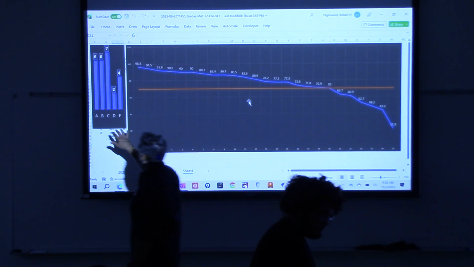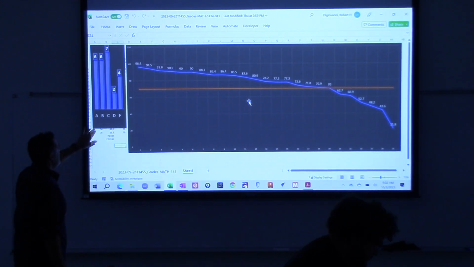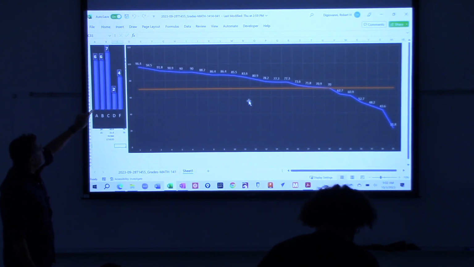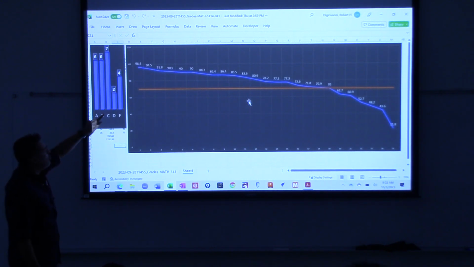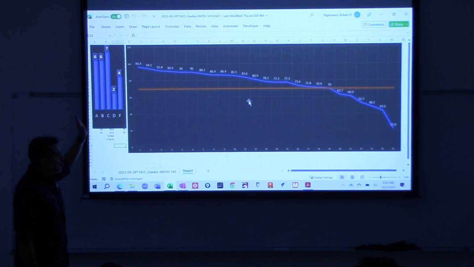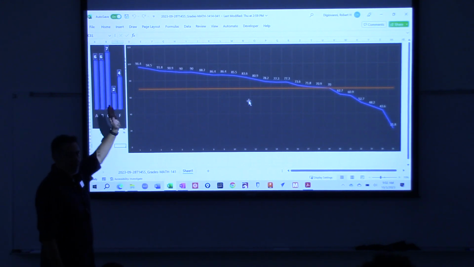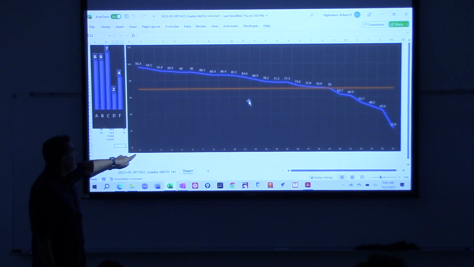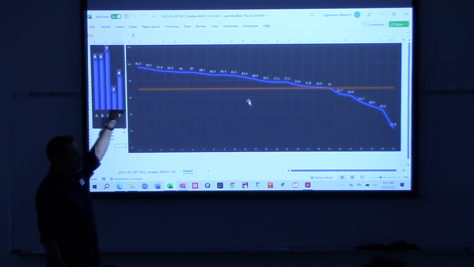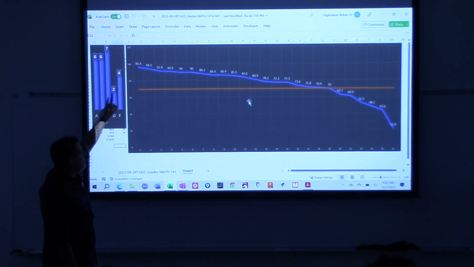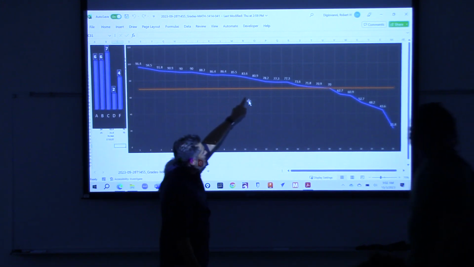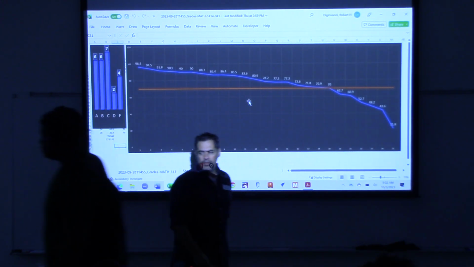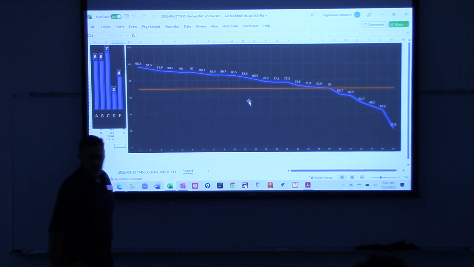So this is the distribution of A's, B's, C's, D's, and F's. We had 6 A's, 6 B's, 7 C's, 2 D's, 4 F's. This is the actual exact grades from highest to lowest. The highest grade in the class was a 96.4. The orange line there is passing, right? So you can see how many students passed the test. And down to 25, there are 25 students that took the test.